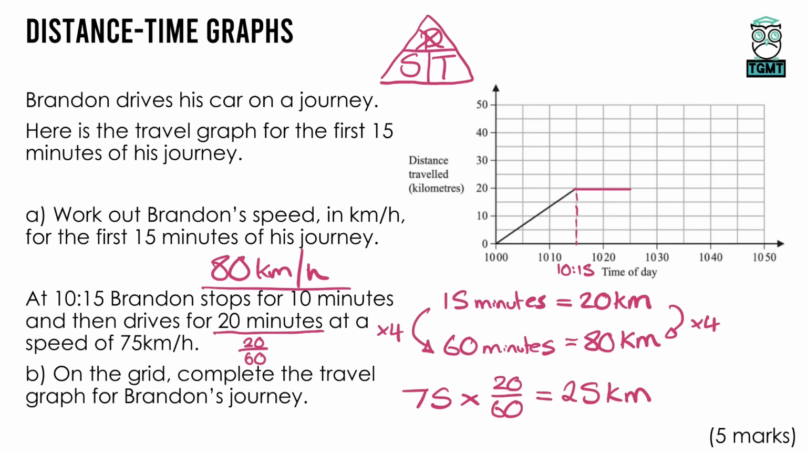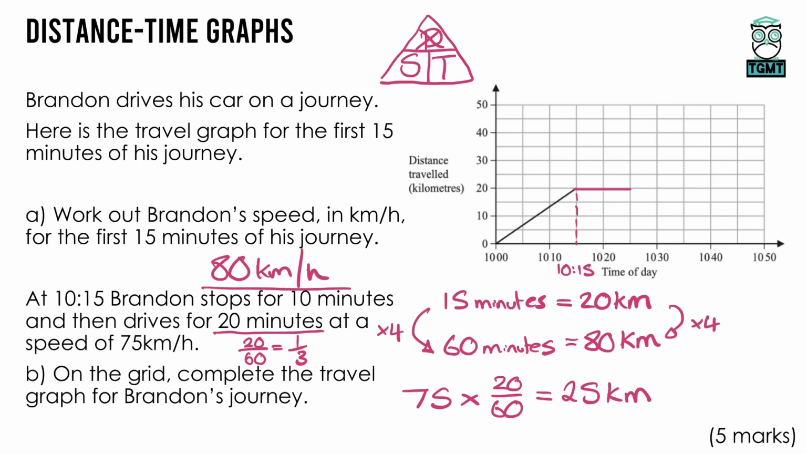So Brandon does 25 kilometres in the 20 minutes. You could think about this in lots of different ways though. That is 1/3 of an hour. So if it's 1/3 of an hour and he does 75 kilometres per hour, well, 1/3 of that is 25. So lots of different ways that you can think about these questions.